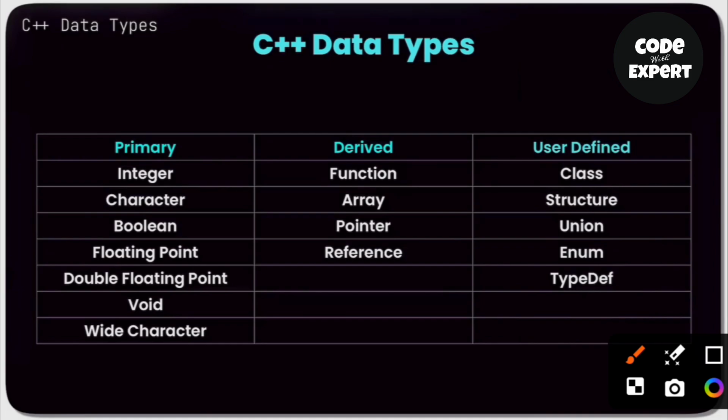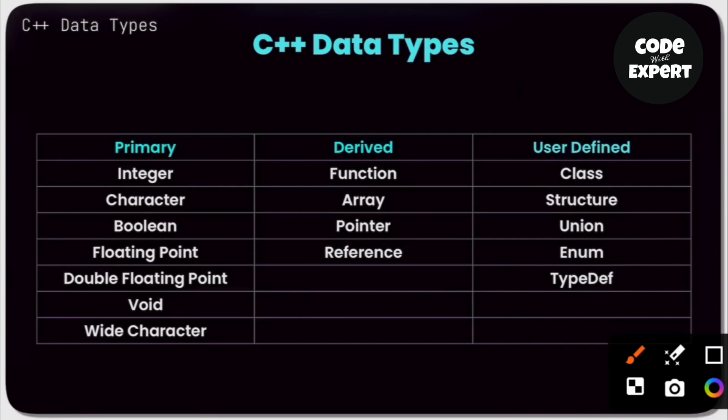So basically there are three types of data types: primary, derived and user defined. Primary are those data types which are already integrated in our C++ program. Derived data types are those data types which are derived from primary data types. And the user defined, as stated, are derived by the user or defined by the user.